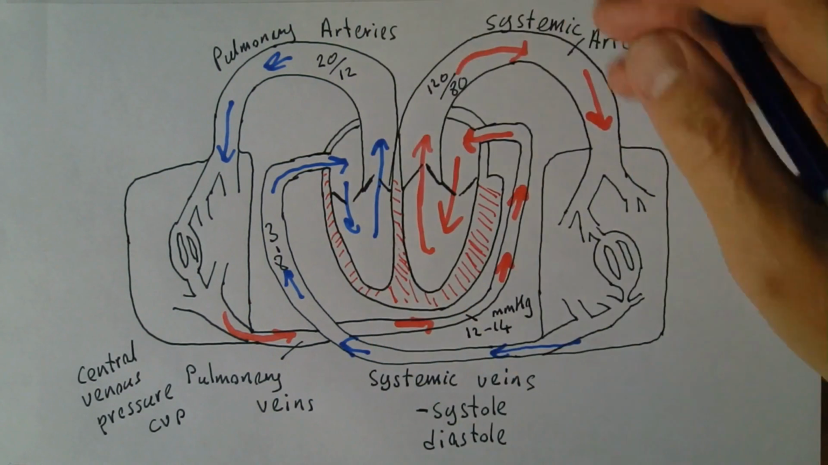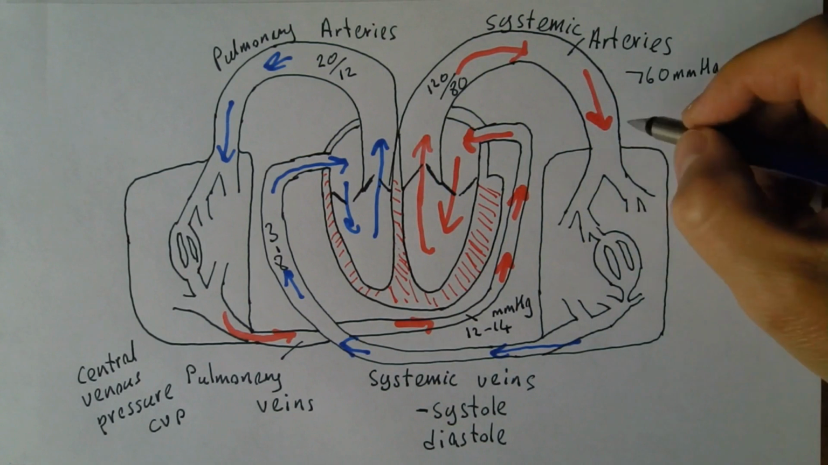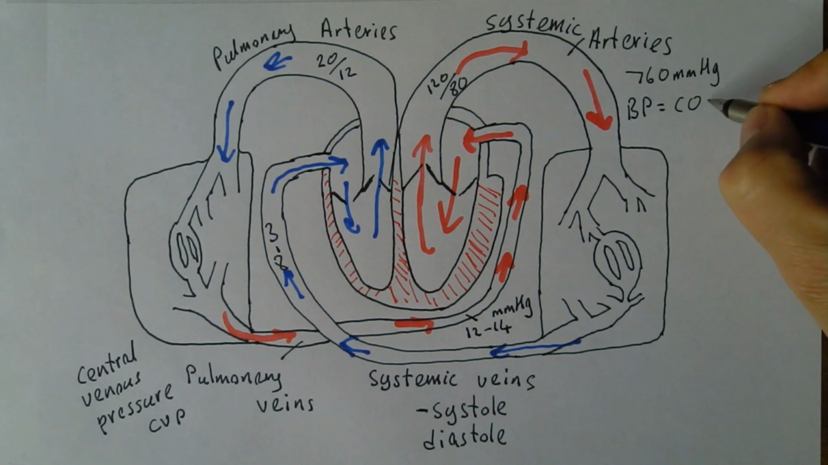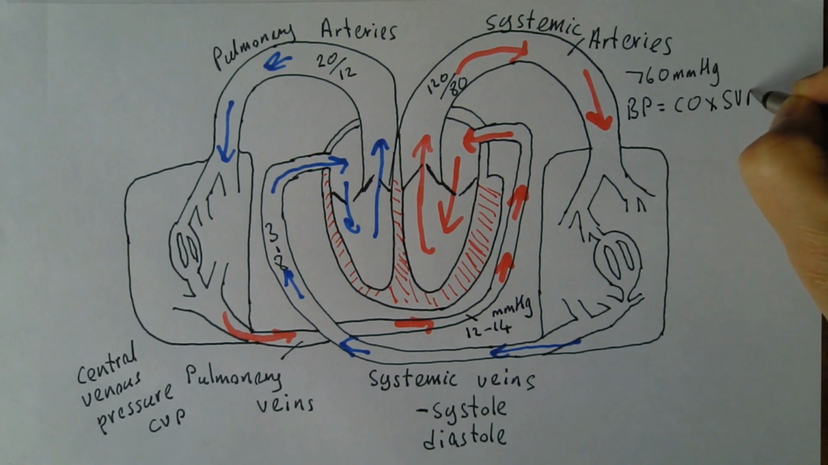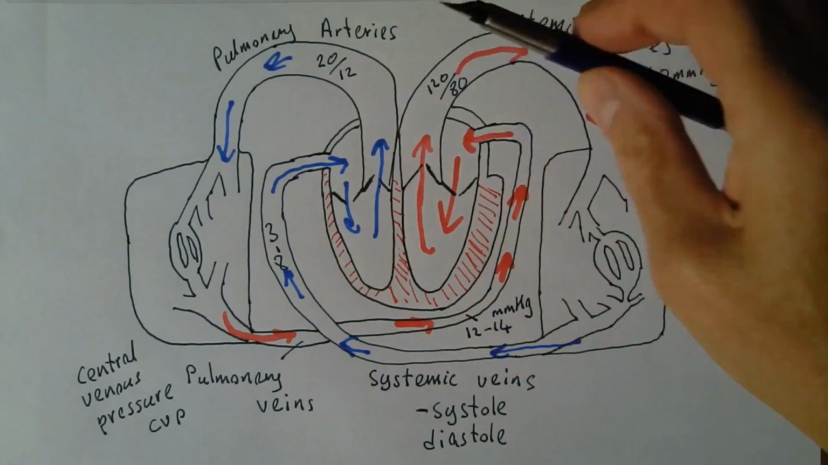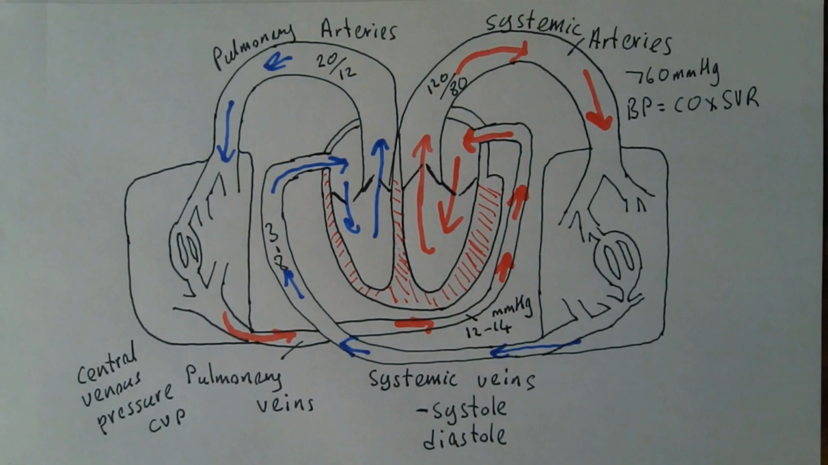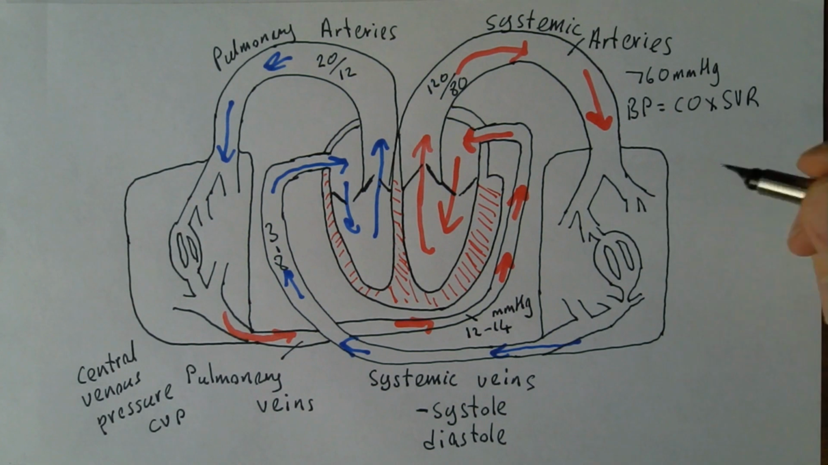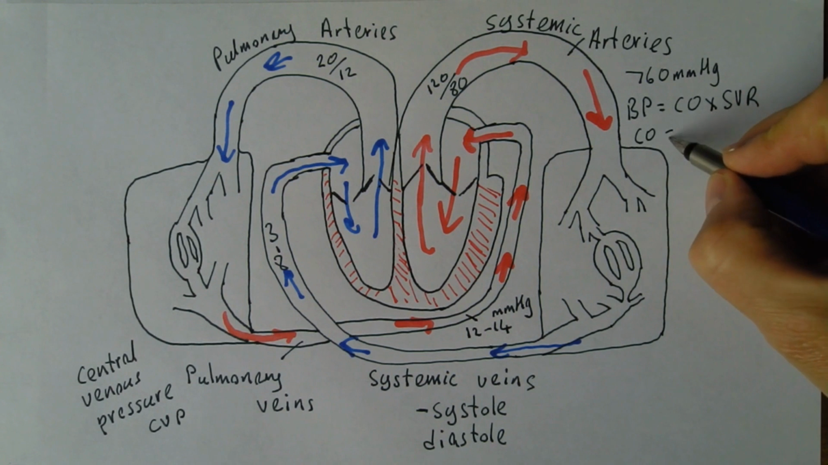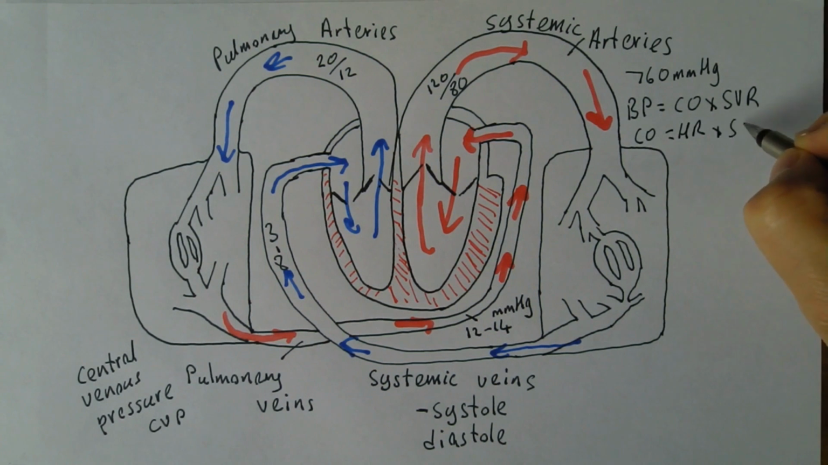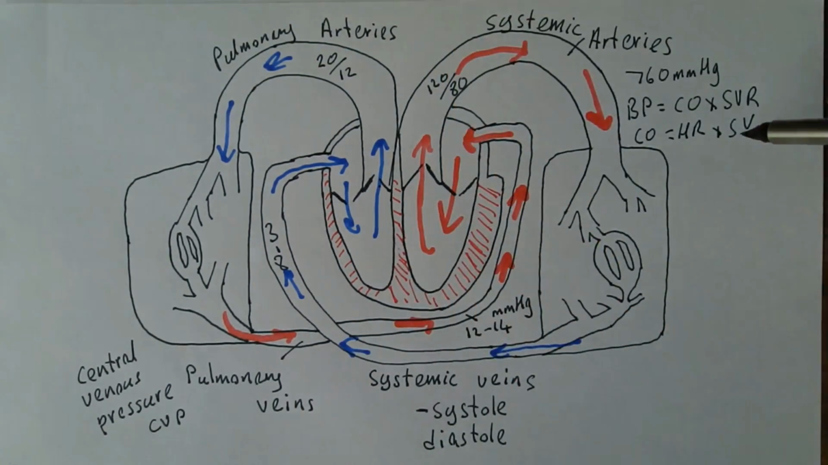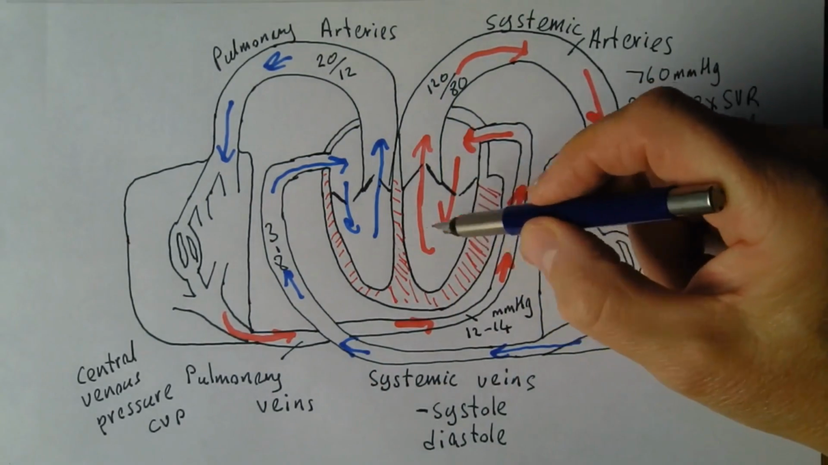Now, the reason that the ventricles are contracting is to maintain blood pressure. So we need blood pressure. And blood pressure equals cardiac output times systemic vascular resistance. So the blood pressure is determined by the volume of blood pumped out and the resistance to that blood in the arterial system. Most of the resistance actually comes from the arterioles, the small blood vessels. And the cardiac output is equal to the heart rate times the stroke volume. So the heart rate is the number of times the heart is contracting per minute, and the stroke volume is the volume of blood pumped out by the left ventricle per contraction.